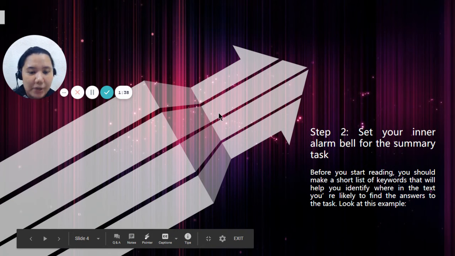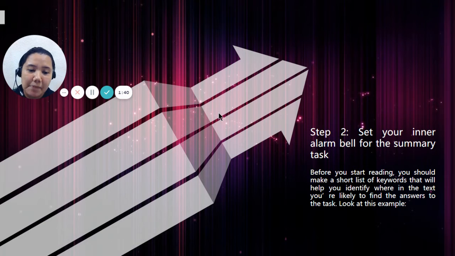Step two, you have to set your inner alarm bell for the summary task. So before you start reading, you should make a short list of keywords that will help you identify where in the text you're likely to find the answers to the task.